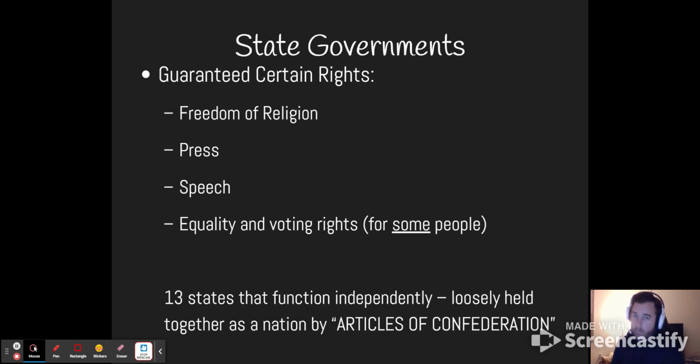There are guaranteed certain rights in states, such as freedom of religion, freedom of press, freedom of speech, and equality in voting rights. Notice there in parentheses, for some people. Not everyone had voting rights, as I've mentioned already and in previous episodes. Freedom of religion really comes from Voltaire. If you go back to civics and you learn about French Enlightenment philosophers, Voltaire is really big on this idea that, even if you're Christian or Jewish or Muslim, you shouldn't create laws that inhibit other people's freedom of religion. And there are going to be huge debates around freedom of religion the more we go into American history.